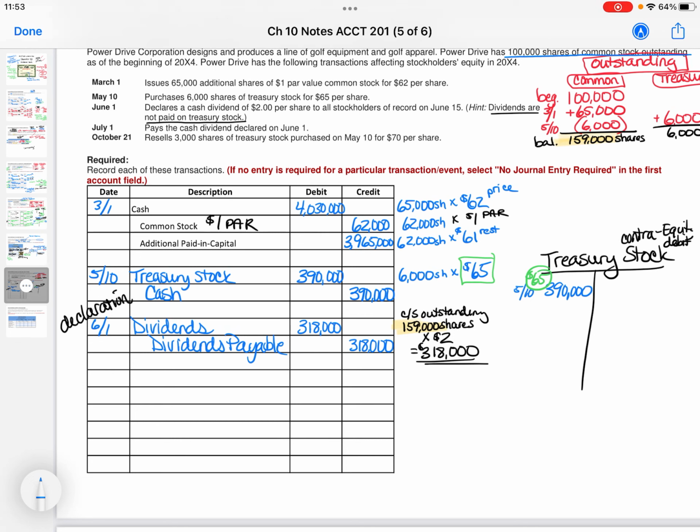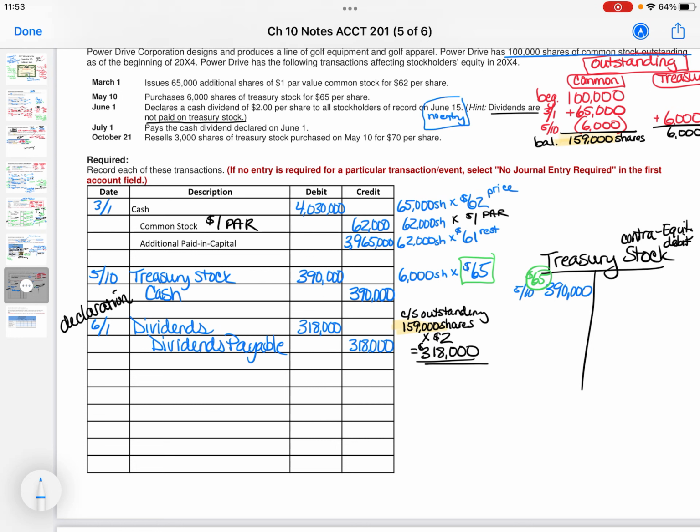The date of record is June 15th. We don't do a journal entry on that date. They actually don't even ask you to do that for this problem. But remember, no entry on June 15th if you were to see that.